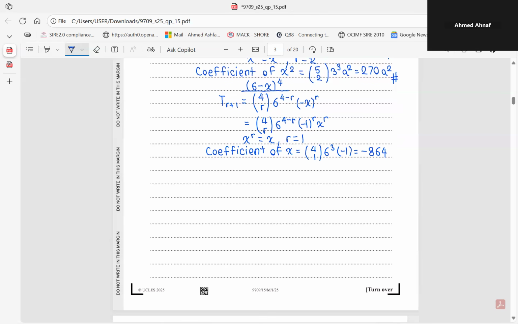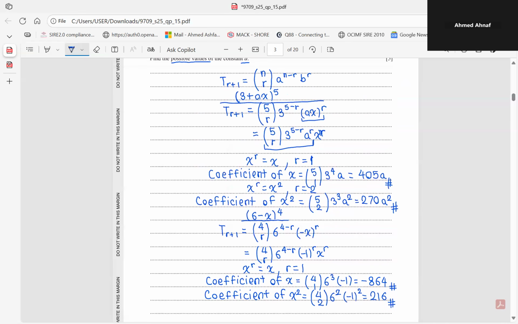And it should be obvious, so we'll just sub r equals 2 to find the coefficient of x squared. So this is just 4 choose 2 times 6 to the power of 4 minus 2, which is 2, and negative 1 to the power of 2. So this will just be 4 choose 2 times 6 squared times negative 1 squared. We'll get 216. So these are our coefficients of x and x squared.